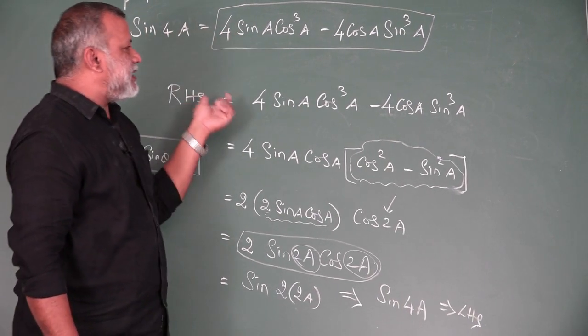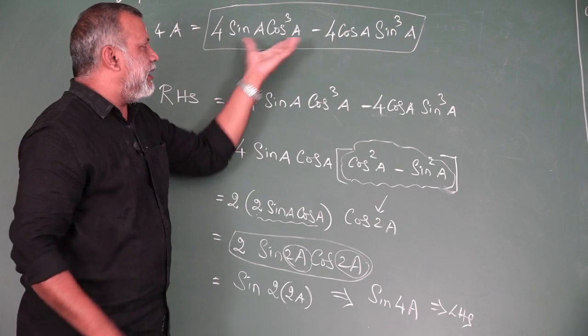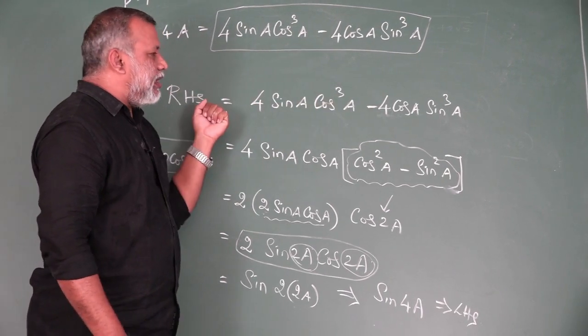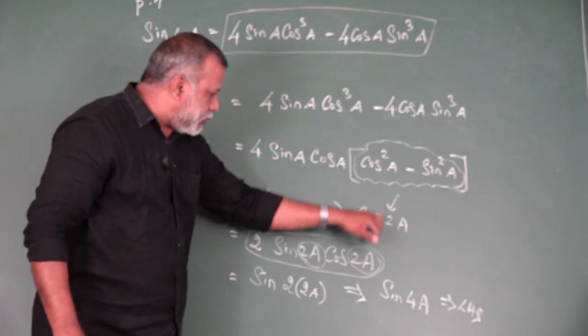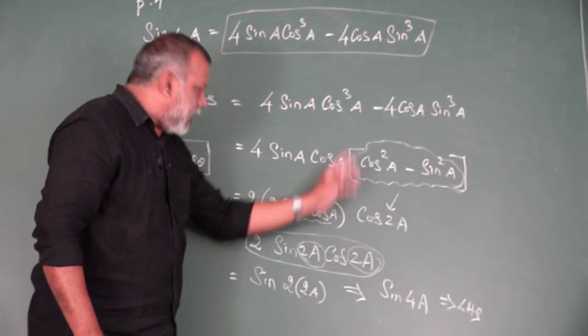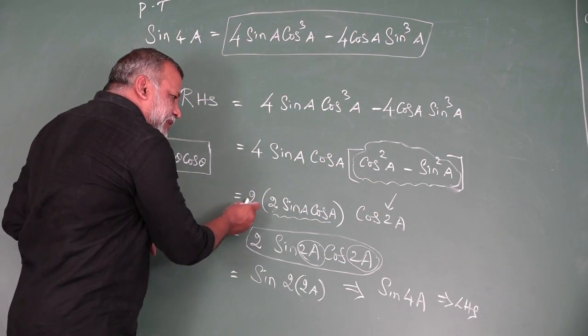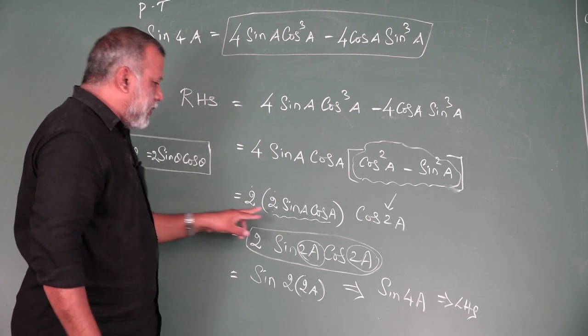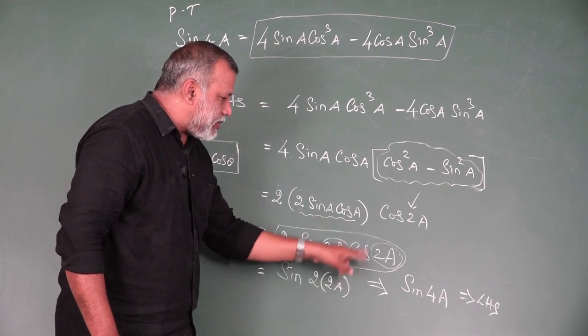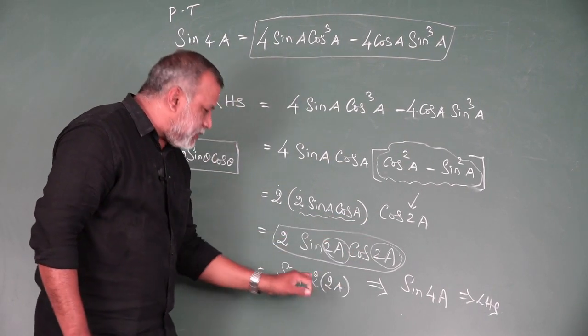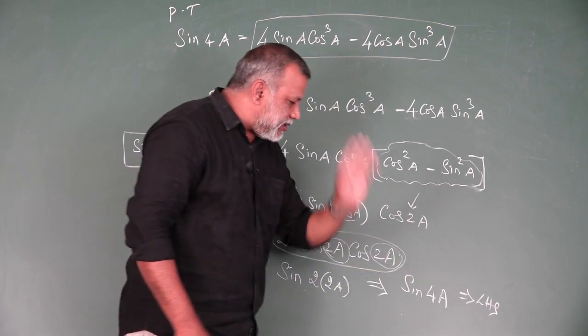So take the RHS first because it has many elements, and take out the common things. Here cos squared minus sin squared is cos 2A. Now this 4 is simplified as 2 times 2. Now 2 sin A cos A is sin 2A, and again cos 2A. This can be simplified as 2 times 2A, that is nothing but 4A.